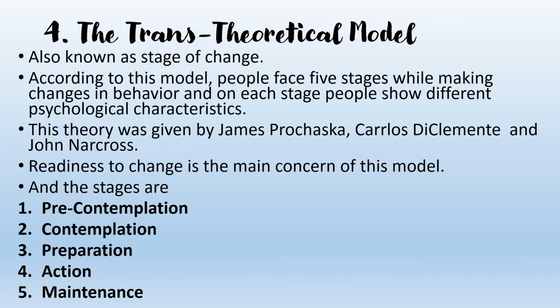So number 4 is the trans-theoretical model, and it is also known as the stages of change model. And according to this model, people face 5 stages while making changes in behavior, and on each stage, people show different psychological characteristics. This theory was given by James Prochaska, Carlo DiClemente, and John Norcross. And readiness to change is the main concern of this model. And these stages are pre-contemplation, contemplation, preparation, action, and number 5 is maintenance.